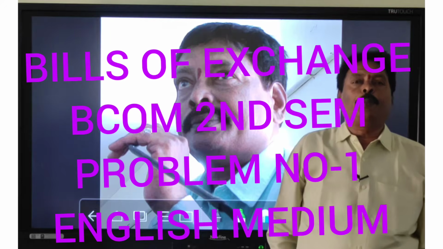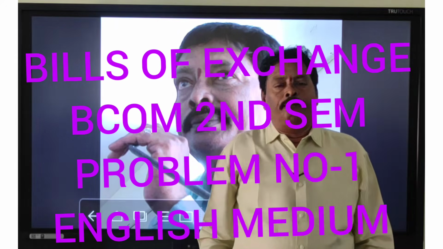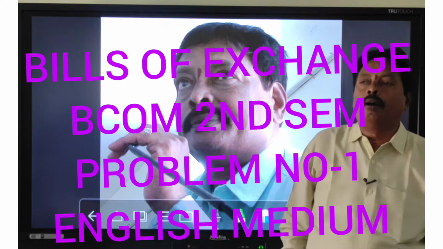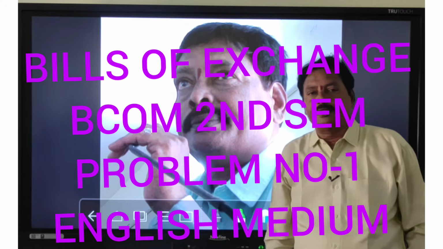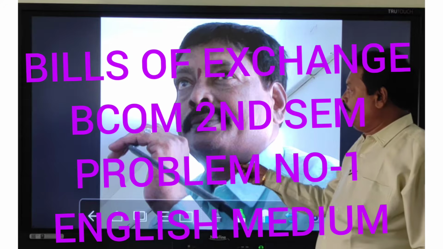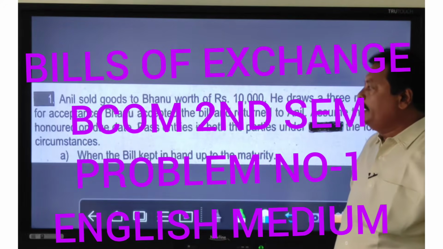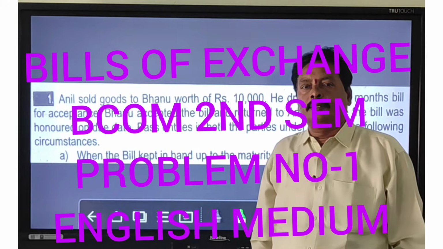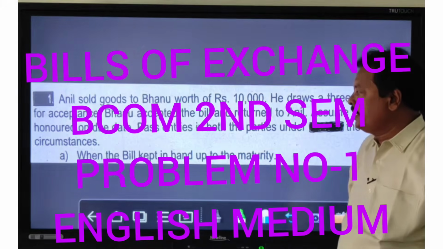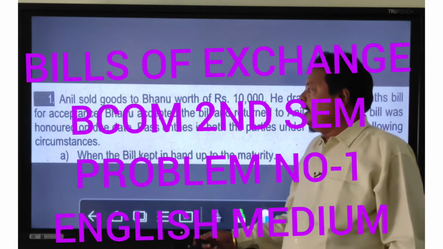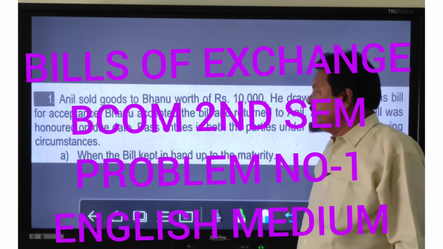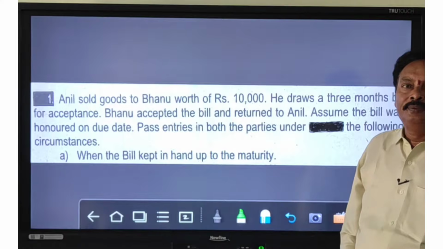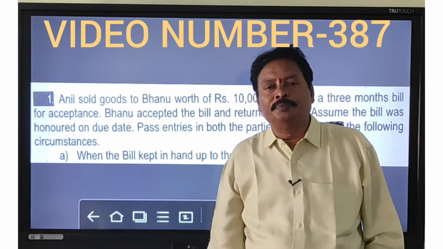Today I am going to present a video particularly on bills of exchange. In this chapter there are 4 models. First model is when the drawer keeps the bill in hand up to the maturity. This is the first model.